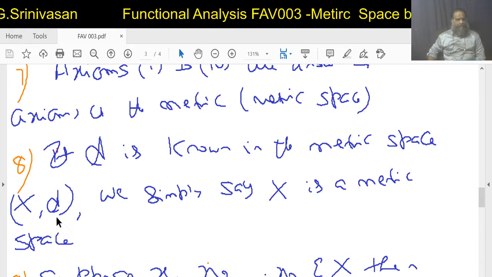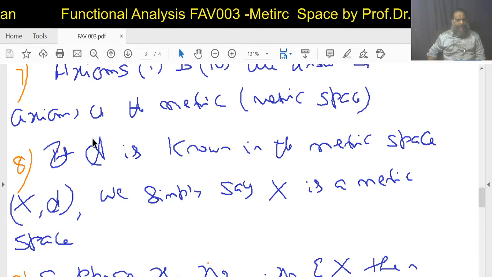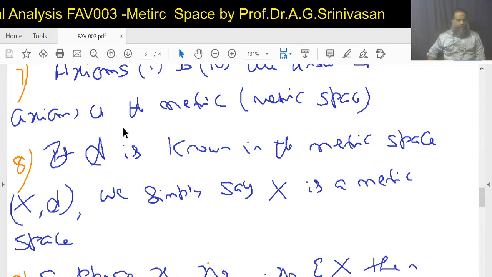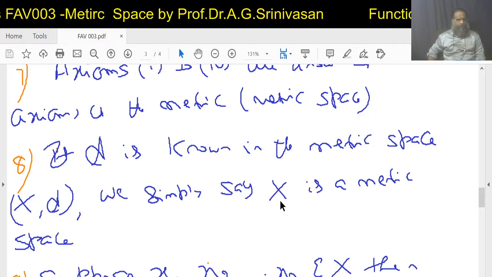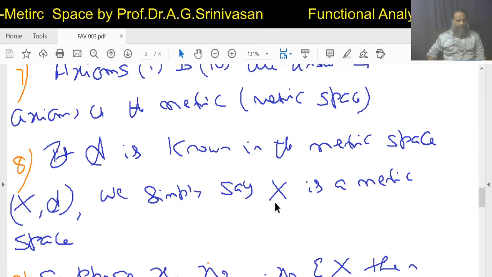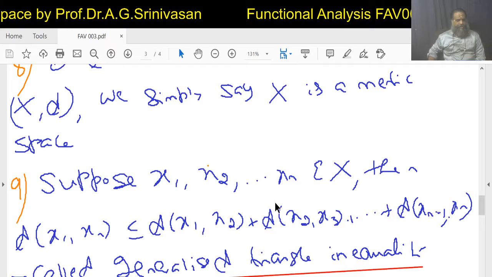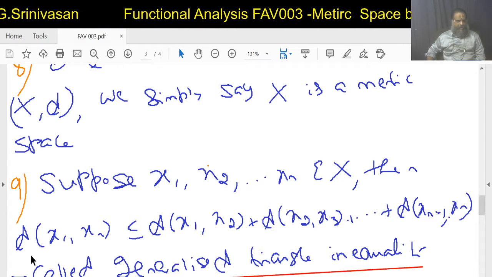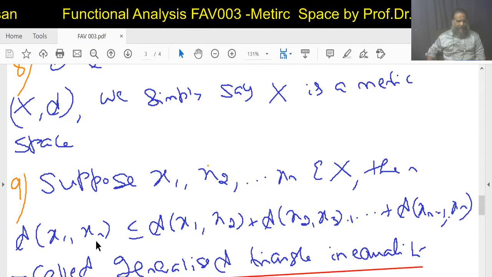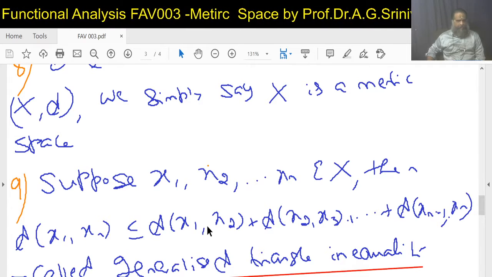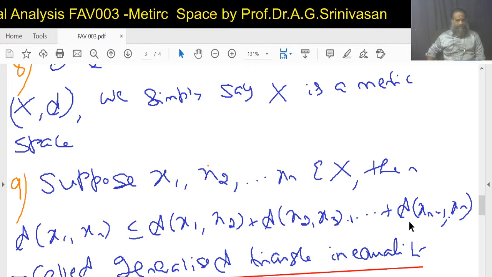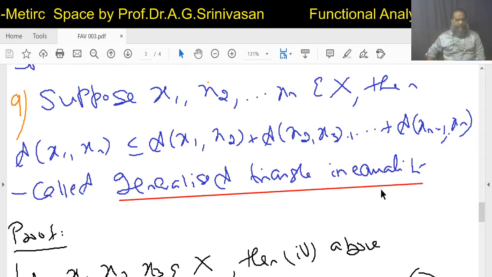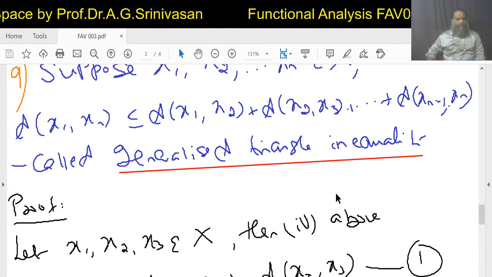And of course, if (X, D) is a metric space with a known D, we simply say X is a metric space. If D is context free, we shall call X simply a metric space. Now, one interesting observation is that if x1, x2, etc., xn belong to X, then D of x1, xn is less than or equal to D of x1, x2 plus D of x2, x3, etc., plus D of xn minus 1, xn. This is called the generalized triangle inequality.